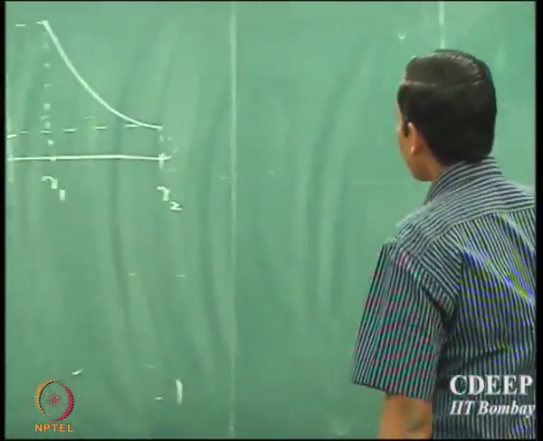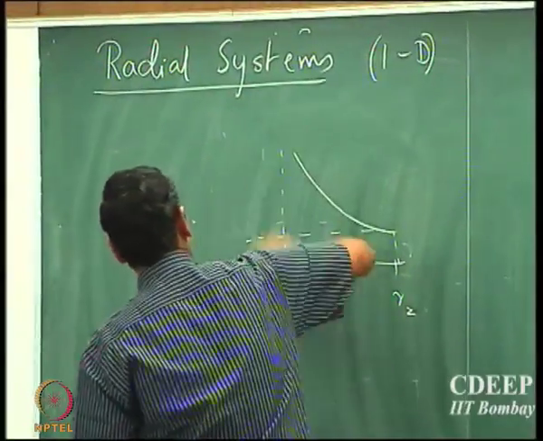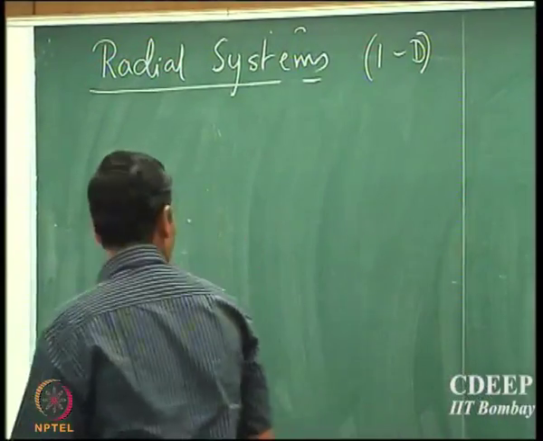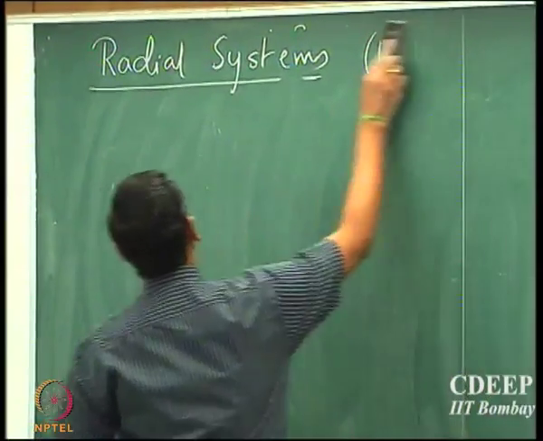Alright, so let us look at composite wall and radial systems. As you would immediately intuit, these are just extensions of what we saw in the last lecture.